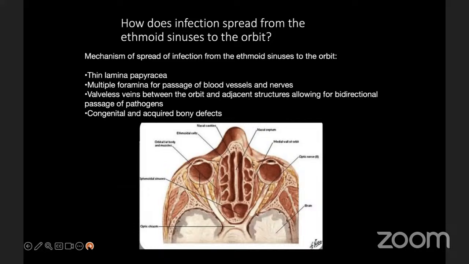Now, these vessels, especially the veins, are valveless between the orbit as well as the adjacent structures. So that basically allows bidirectional passage of the pathogens. Apart from that, there can be certain congenital bony defects where the person can be predisposed to developing recurrent infections, and some acquired bony defects, say in a case of trauma, in any orbital fractures, and so on. So these are the important factors which contribute to easier spread of the infection from the ethmoid sinus into the orbit.